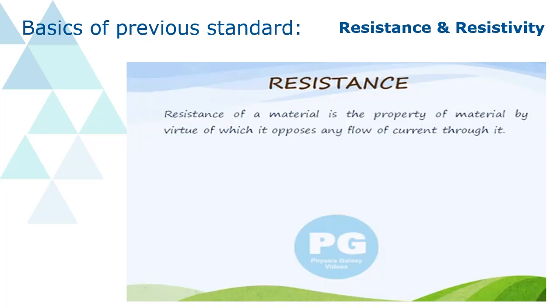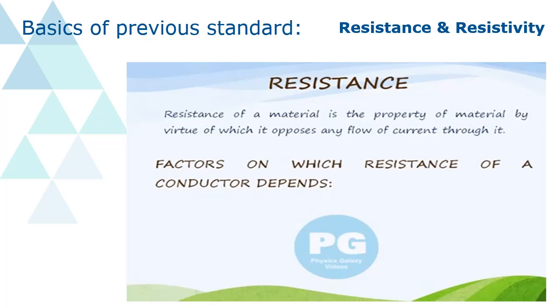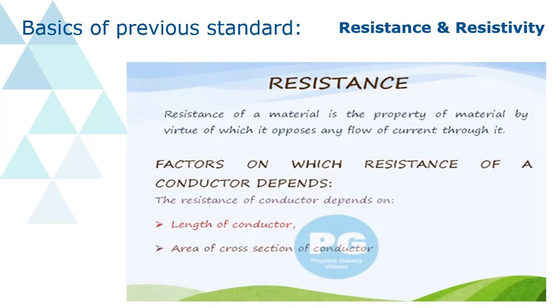Resistance. Resistance of a material is the property of material, by virtue of which it opposes any flow of current through it. The factors on which resistance of a conductor depends are the length of the conductor, the area of cross-section of conductor, and the nature and temperature of material.